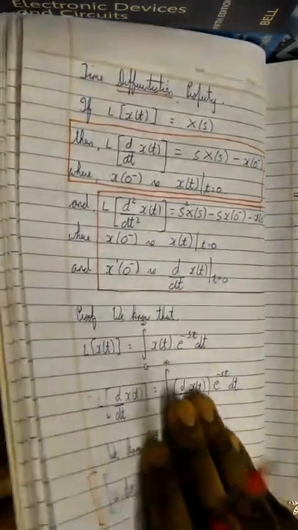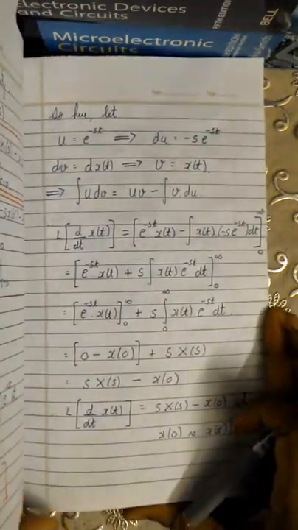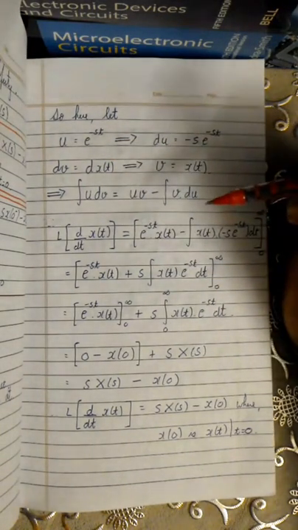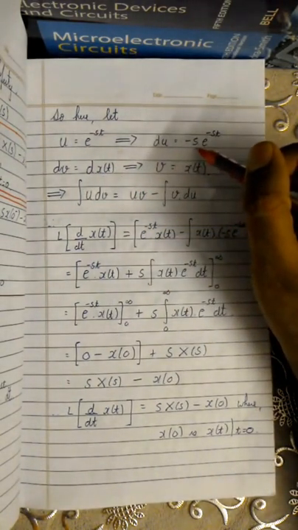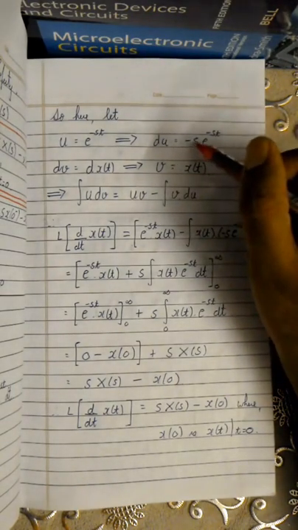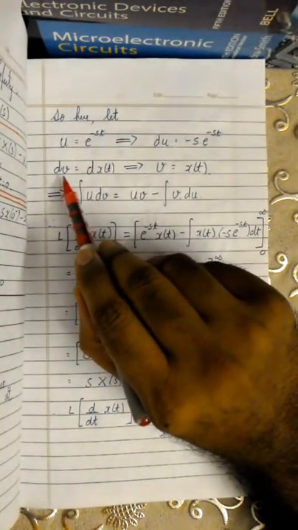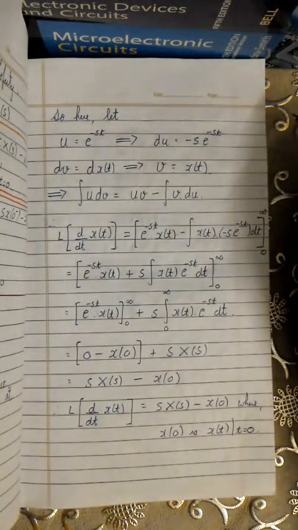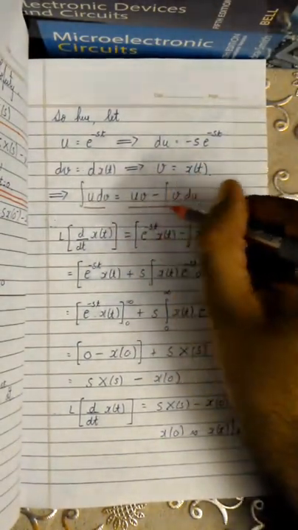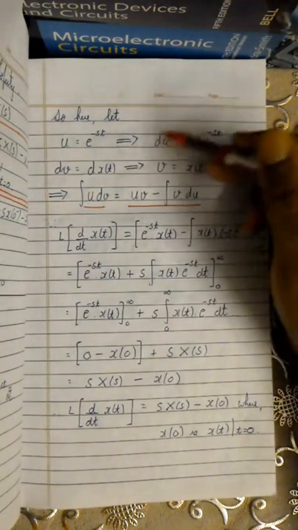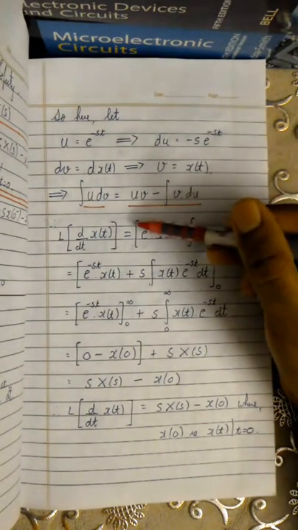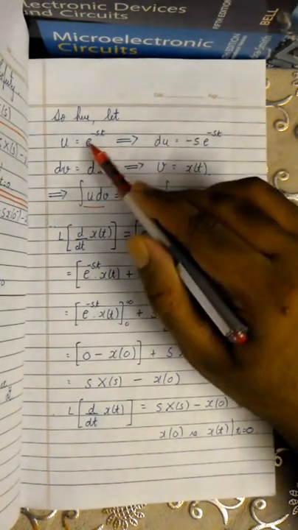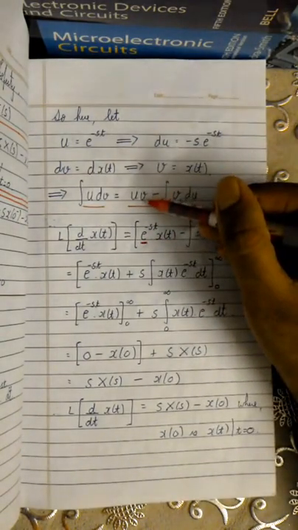So here let u be equal to e raised to minus st. U is my e raised to minus st. So if u is e raised to minus st, then my du is minus s into e raised to minus st, because here t is the variable. Likewise, my chosen dv is d of x of t. Therefore, my v is the integral of this, which is nothing but x of t. So now I have identified these, and I am going to substitute these values over here. So L of d by dt of x of t is equal to, in square brackets, my u which is e raised to minus st, and my v which is x of t.